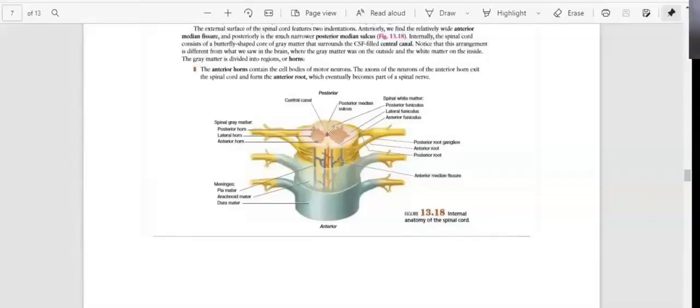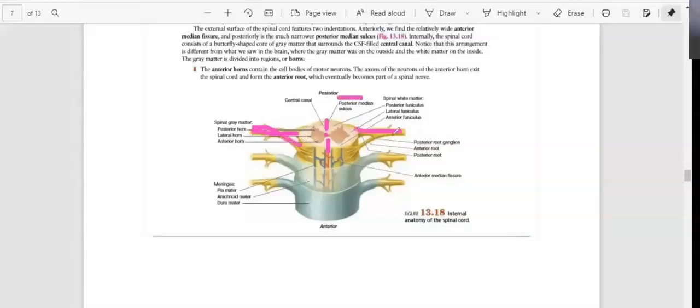In front of the central canal, you're going to have this groove right here, which is going to be called the anterior median fissure. And you're going to have another groove behind the central canal, this one right here. This is going to be called the posterior median sulcus. And you have the name right here. And again, you can see the nerves coming out of the spinal cord right there.